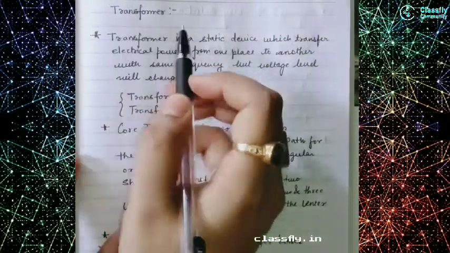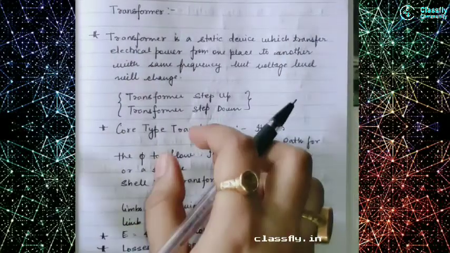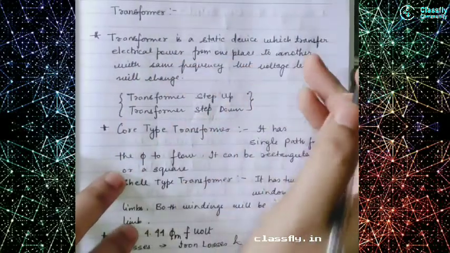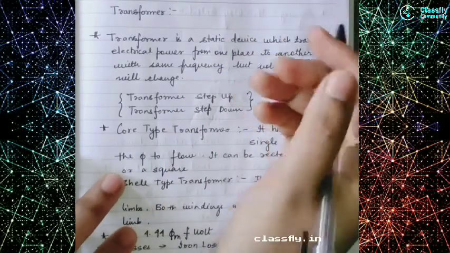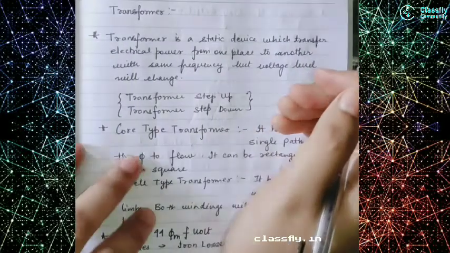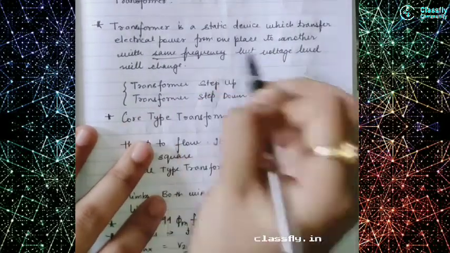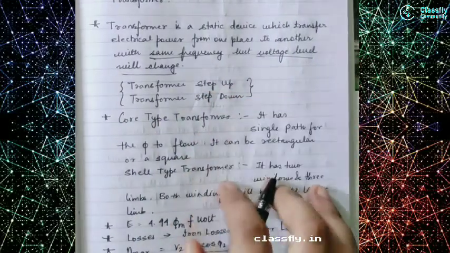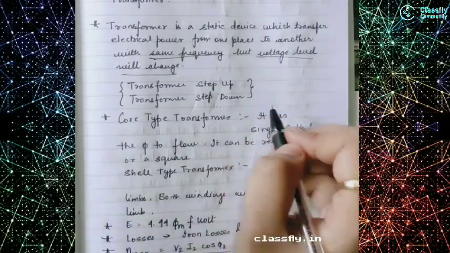So today we will be doing the revision of module 3. The first thing we will learn about is the transformer. A transformer is a static device which transfers electrical power from one place to another, but here the frequency will be the same and only the voltage level will change. So mainly we know about the step up transformer and the step down transformer.